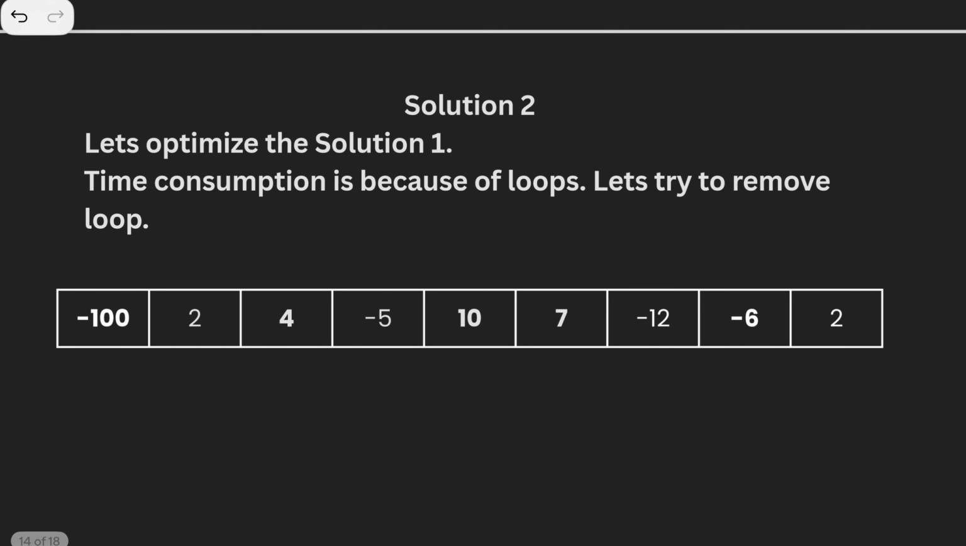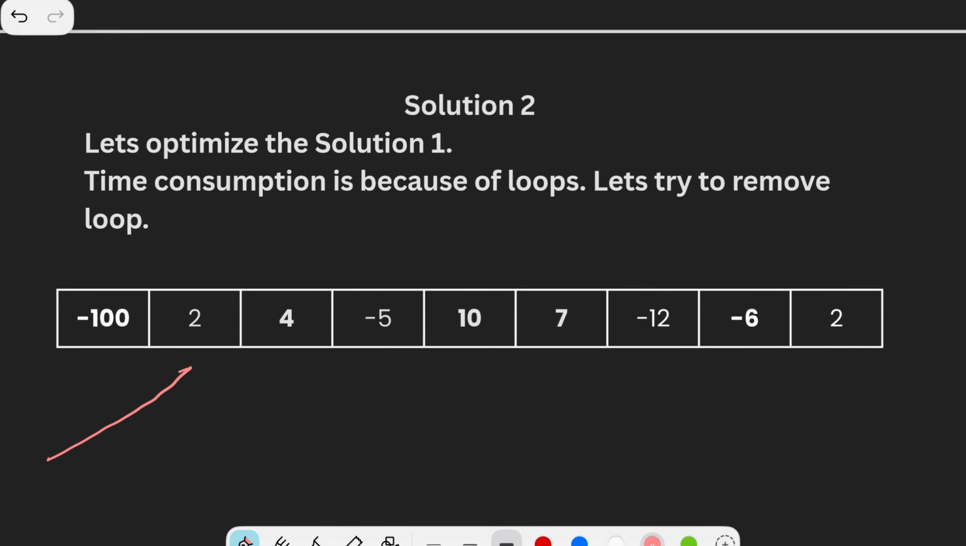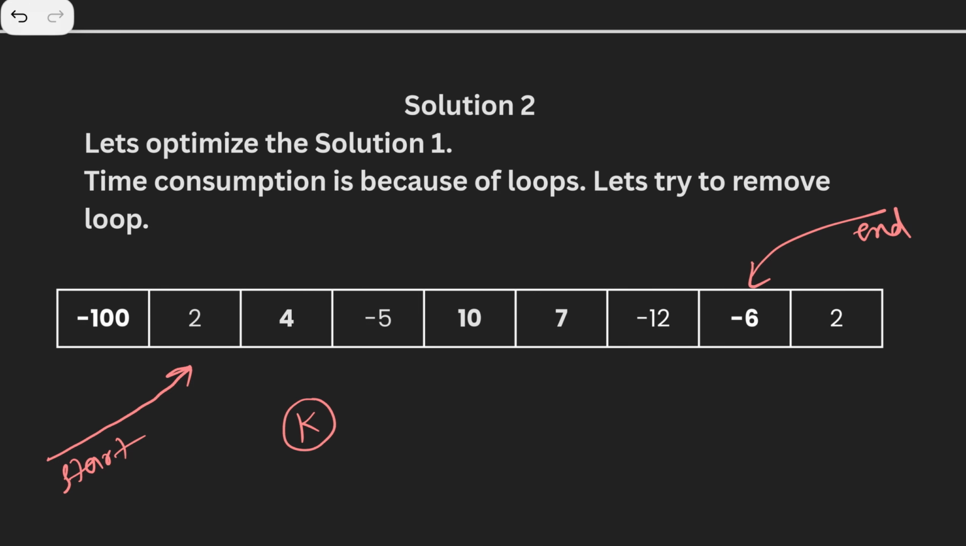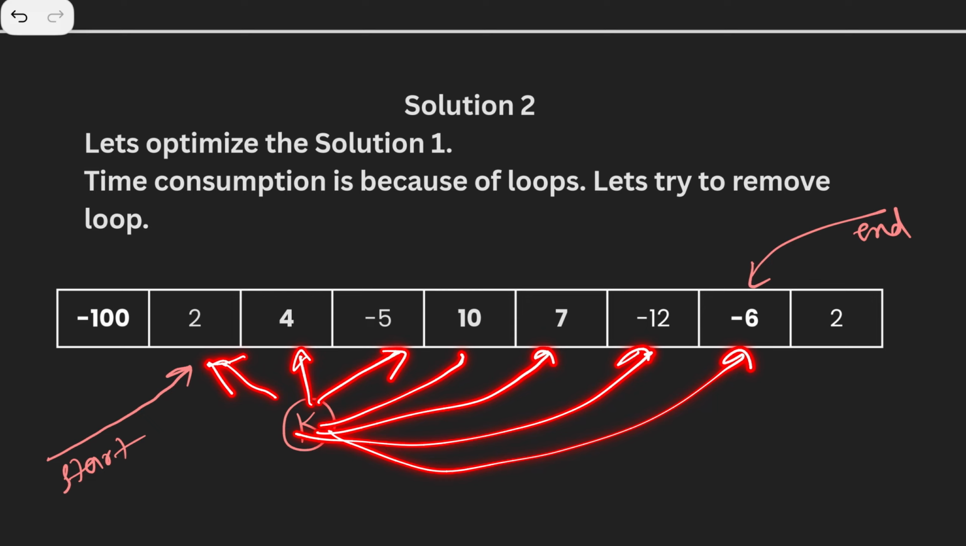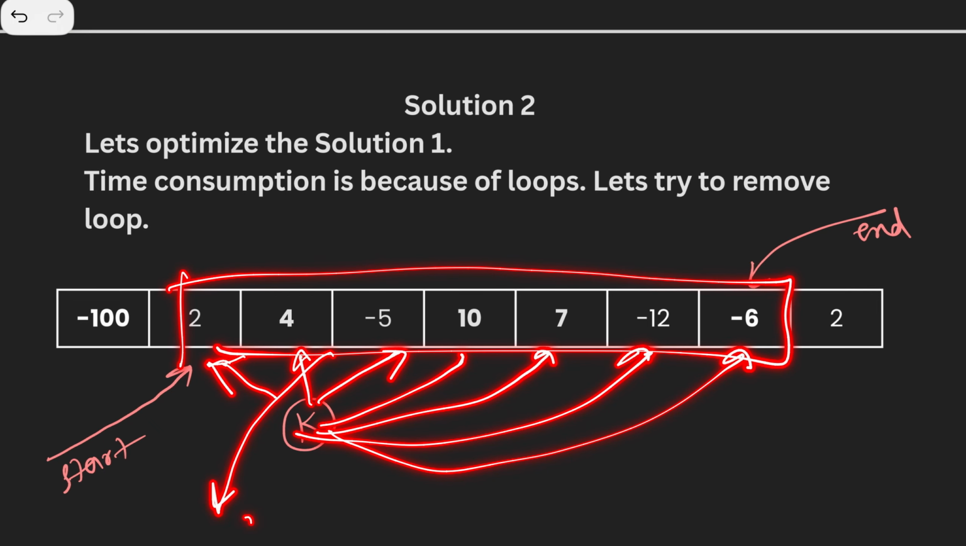Let's look at solution 2. To understand solution 2, first we need to look at solution 1. Let's do the recap of solution 1 first. What we are doing is assigning a start. After that we are assigning the end. Then we have an iterator k that starts from the start, iterates one by one, goes till the end, and it takes all the values, adds them and puts those values into a current sum variable.